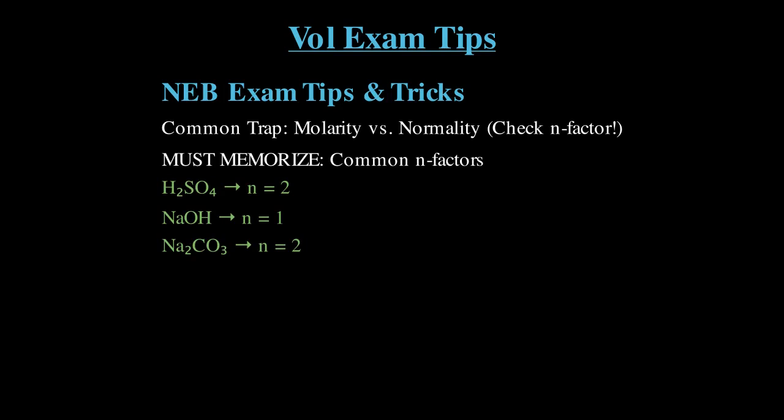The two formulas you absolutely need are N1V1 equals N2V2 and the equivalent weight formula. Year after year, NEB asks for direct numericals using this, plus definitions of standards and the correct indicator choice for a titration. Practice these questions. Stay calm, read carefully, and you will do great. You've got this. Congratulations, everyone, on finishing volumetric analysis in one shot.